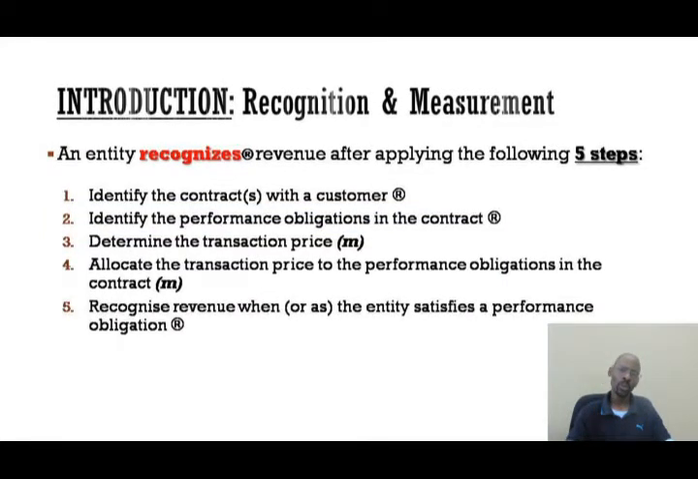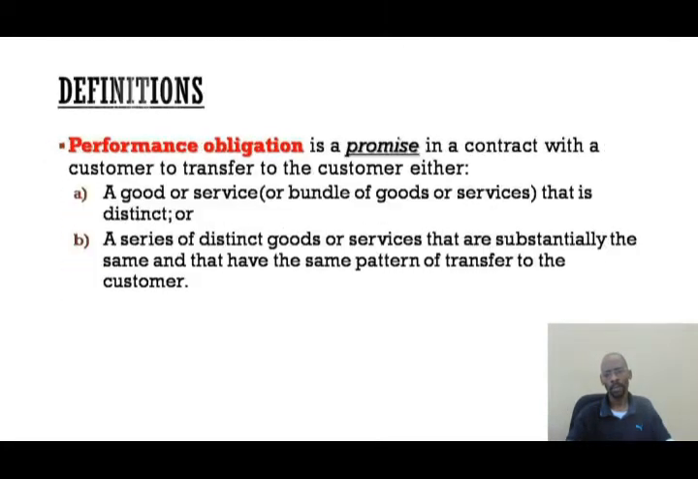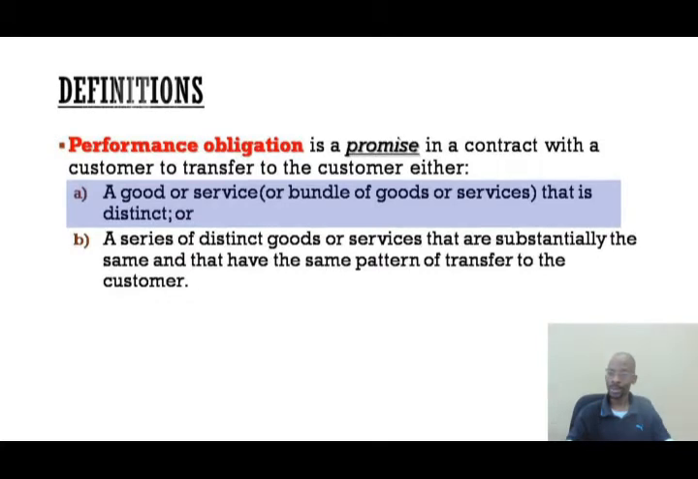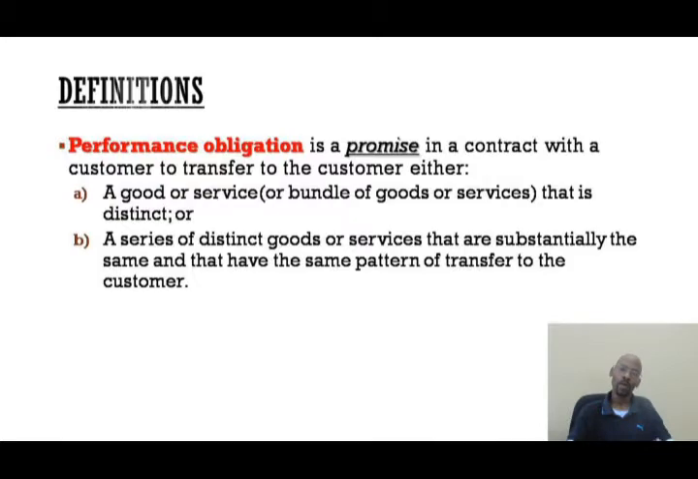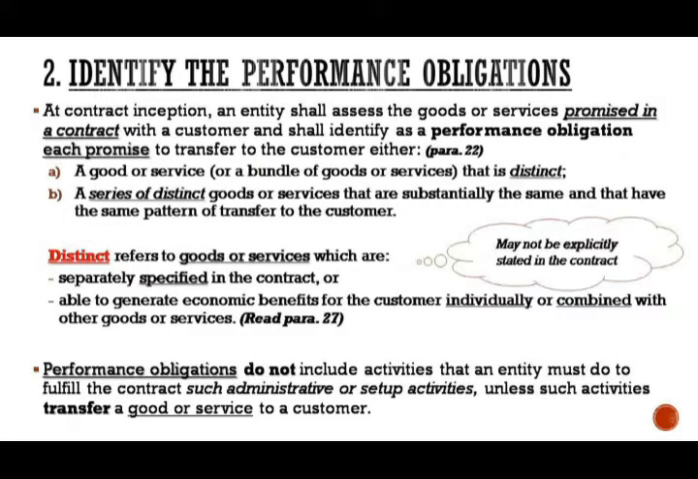In terms of step 2, one of the key things we need to know is the definition of a performance obligation. A definition of a performance obligation states that a performance obligation is a promise in a contract with the customer to transfer to the customer either a good or service or bundle of goods or services that is distinct, or a series of distinct goods or services that are substantially the same or that have the same pattern of transfer to the customer.